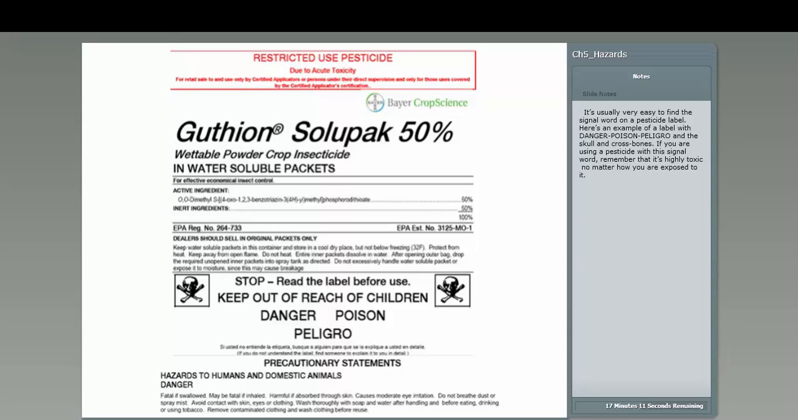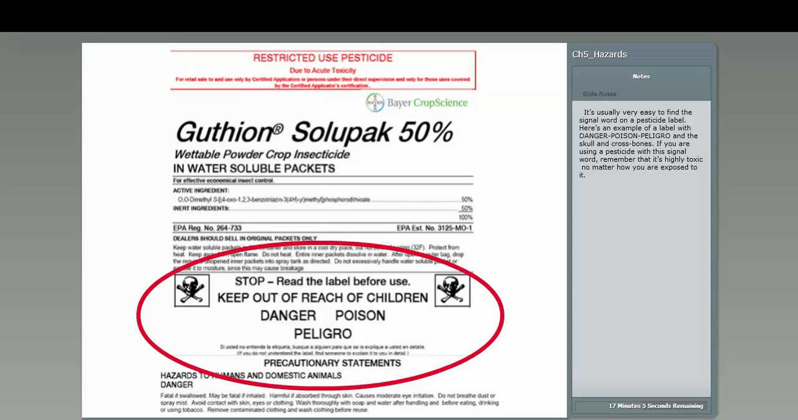It's usually very easy to find the signal word on a pesticide label. Here's an example of a label with danger, poison, peligro, and the skull and crossbones. If you are using a pesticide with this signal word, remember that it's highly toxic no matter how you are exposed to it.